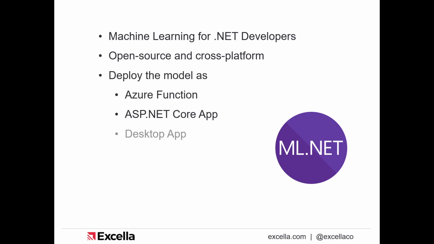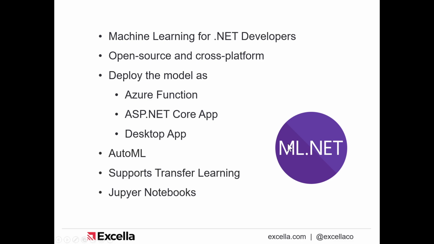You can deploy a model as an Azure function, as part of your ASP.NET Core application or a desktop application. It's really your pick, which is one of the powers with this library. You can do a bit what you want. It also supports automatic machine learning and has Jupyter Notebook support, which means that we can run our models and train our models in a Jupyter Notebook, just like you do in the Python world sometimes. One of the cool things is that it supports transfer learning, and that's what we're going to leverage today.